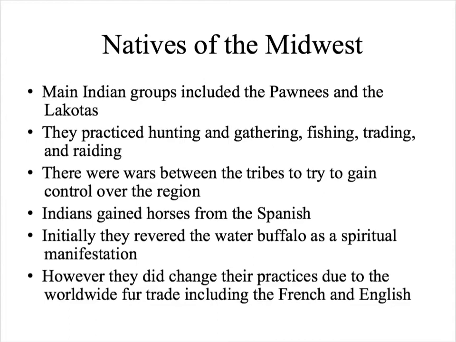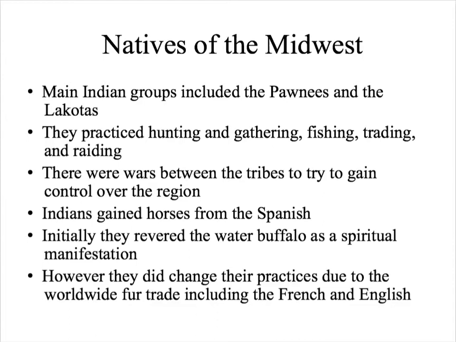During Western expansion in the late 1800s, the natives of the Midwest included the following peoples. They generally were the Pawnees and the Lakotas. These groups of Native Americans practiced hunting, gathering, fishing, trading, and raiding. During this time period, most people tend to think of the Native Americans as Native Americans. Rather, I would want you to think of them as nations. As nations, they operated just as any other nations. There were wars between these tribes, or nations, in order to try to gain control over the region.